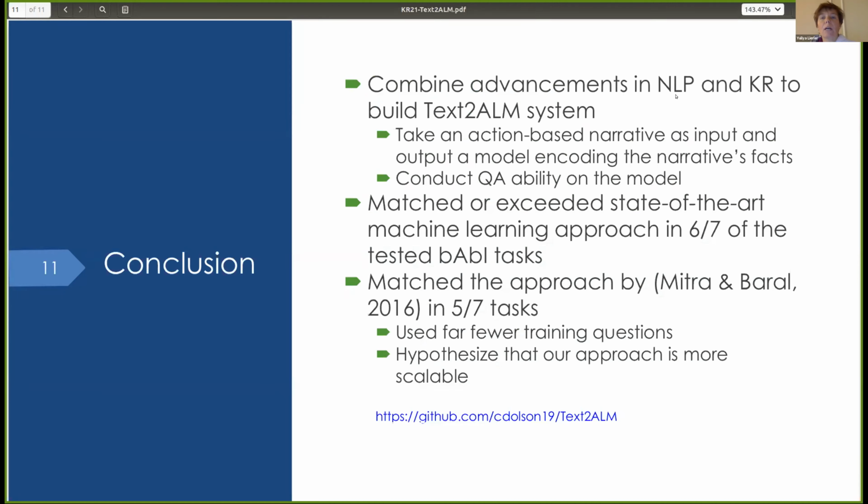So in conclusion, I trust that Text2Alm does prove to be a proof of concept, and it does pave the way to utilizing this methodology in a broader sense. It did match performance on many tasks with state-of-the-art machine learning methods, but we hypothesize that our approach is more scalable. In order to process new kinds of narratives, we don't necessarily need to retrain the system, but possibly extend common sense knowledge to unseen verbs so far.